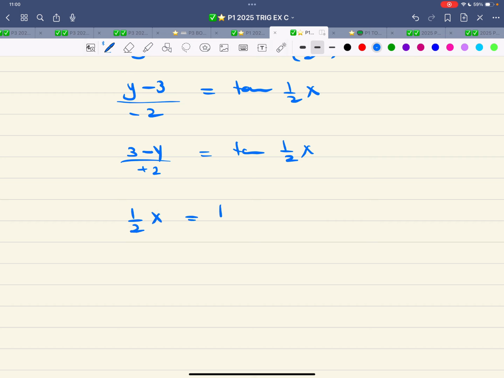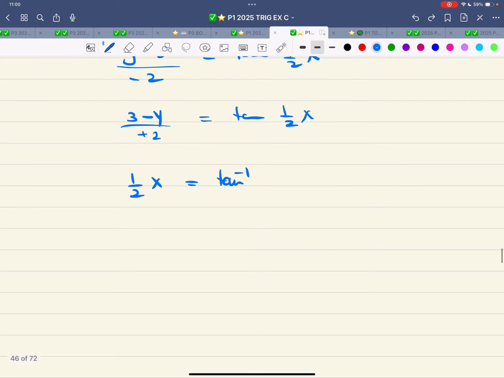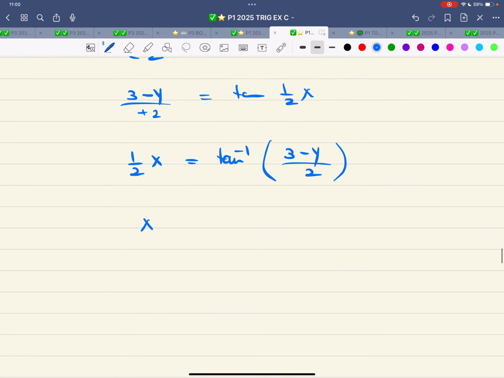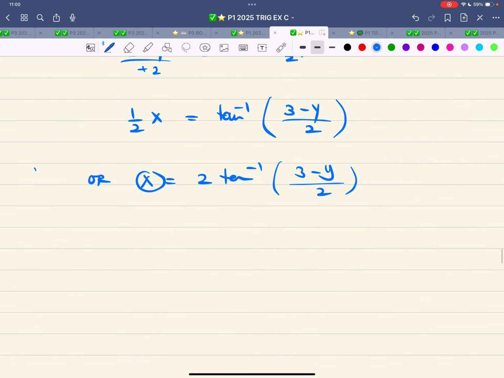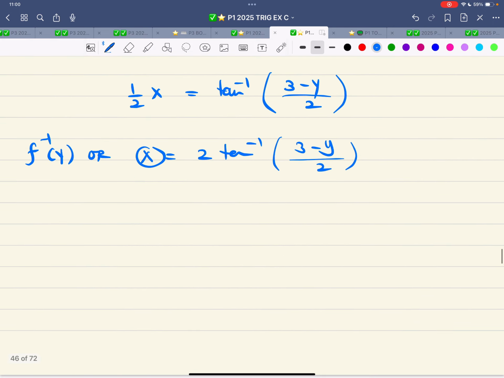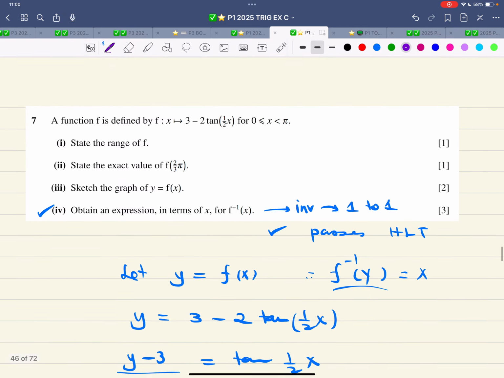So x/2 is tan inverse, my bad, that is slipping, (3 - y)/2. And x = 2 tan inverse((3 - y)/2). But what is x? x is f inverse y. Therefore, the very final answer, we have a habit of writing in terms of x. That is 2 tan inverse((3 - x)/2). Now let's check all the answers.